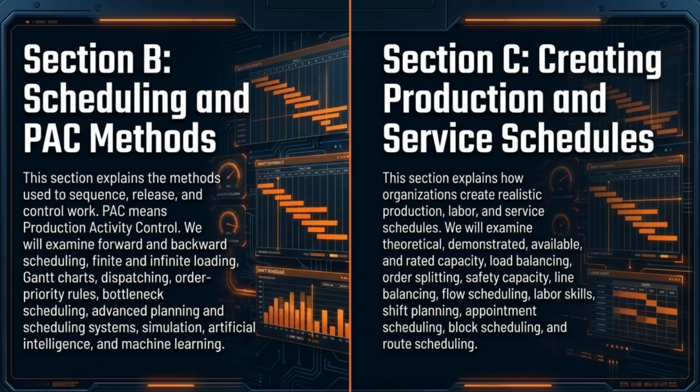Section C, Creating Production and Service Schedules. This section explains how organizations create realistic production, labor, and service schedules. We will examine theoretical, demonstrated, available, and rated capacity, load balancing, order splitting, safety capacity, lane balancing, flow scheduling, labor skills, shift planning, appointment scheduling, block scheduling, and route scheduling.